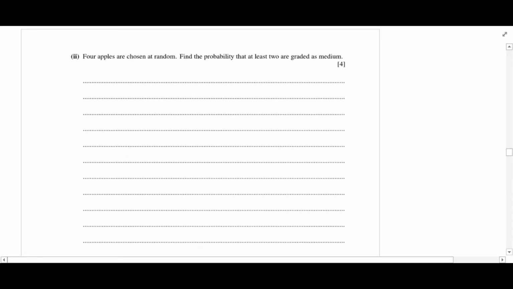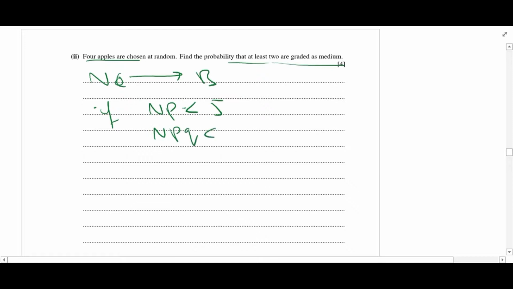Okay, in this question we have been asked that 4 apples are chosen at random. What is the probability that at least 2 are graded as medium? Now, we can change our normal. We have learned from our previous lessons that the normal distribution can be changed to a binomial distribution if np is lesser than 5 and npq is also lesser than 5. So let's check it first.